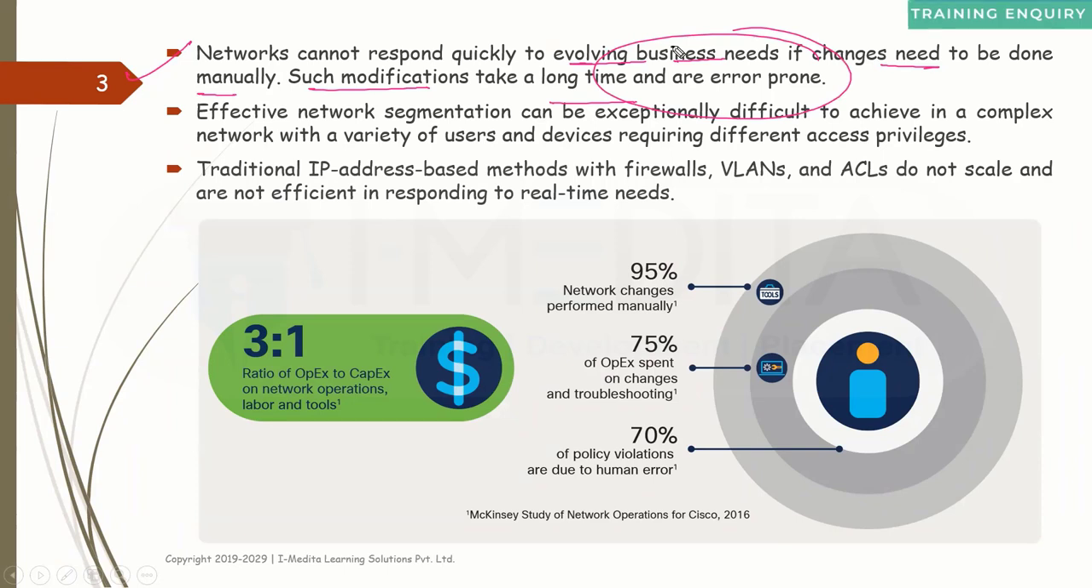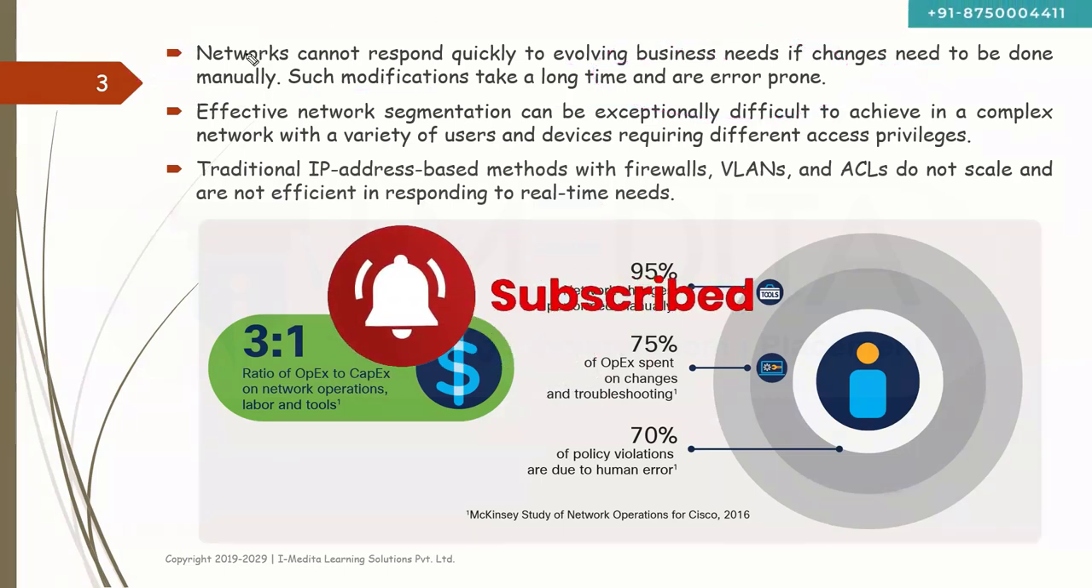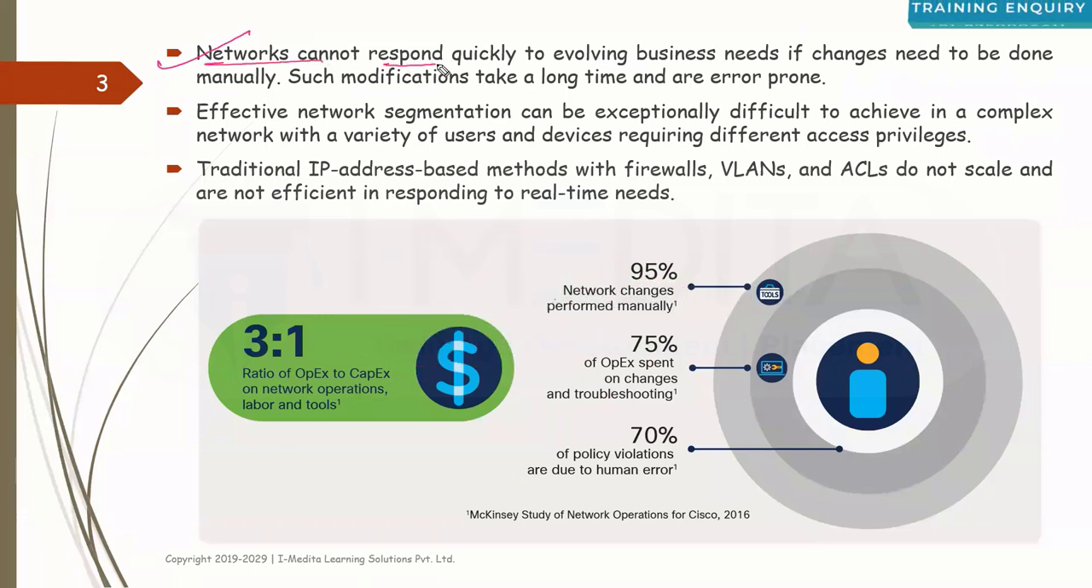Suddenly, let's say, for example, a customer has reported a certain type of change. You might need to get approval from the higher management, and then you will be able to deploy those changes once you get the approval. So modern day networks cannot respond quickly to the evolving business needs if the changes need to be done manually. Such modifications take a long time and they are also prone to errors.